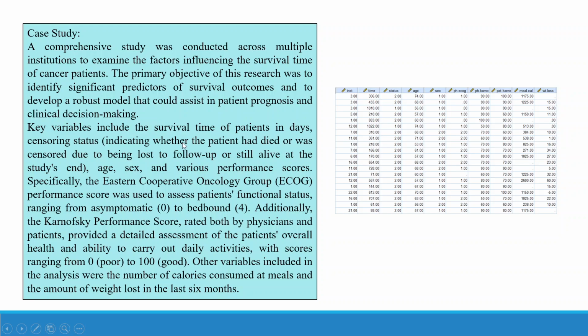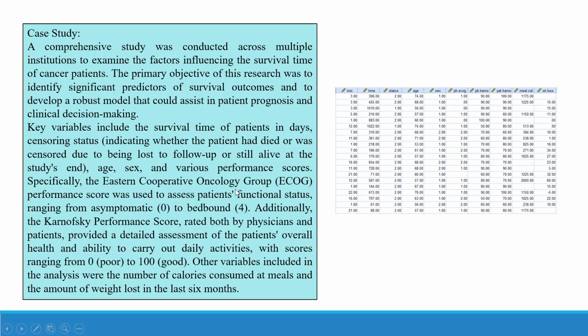Key variables include the survival time of patients in days. So here it is, second column. Censoring status, indicating whether the patient had died or was censored due to being lost to follow-up or still alive at the study's end. So here 1 is dead, 2 is censored, means the dropouts. Age, gender, 1 is male, 2 is female, and various performance scores.